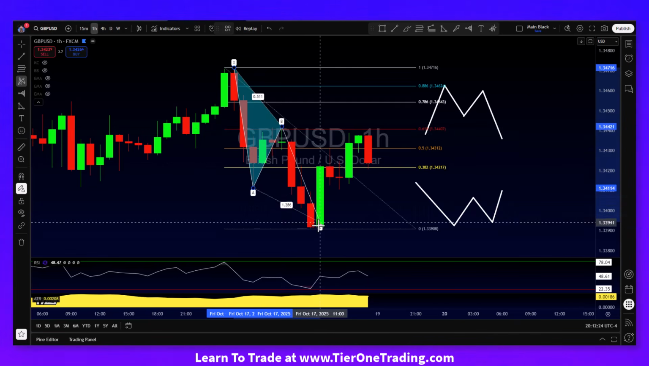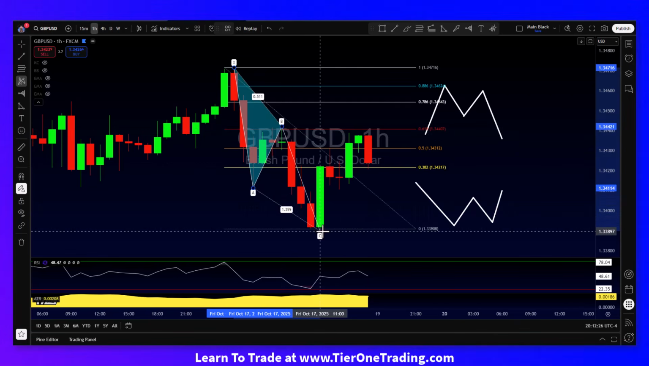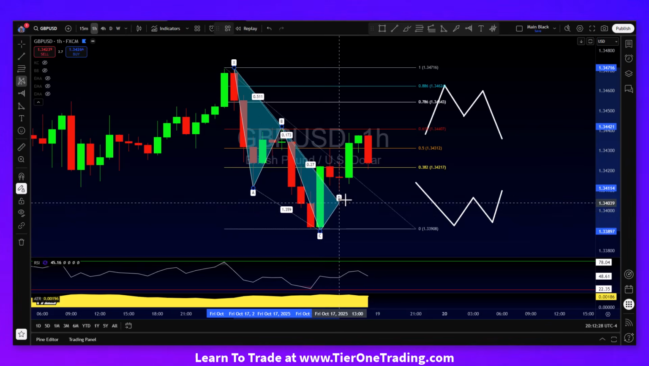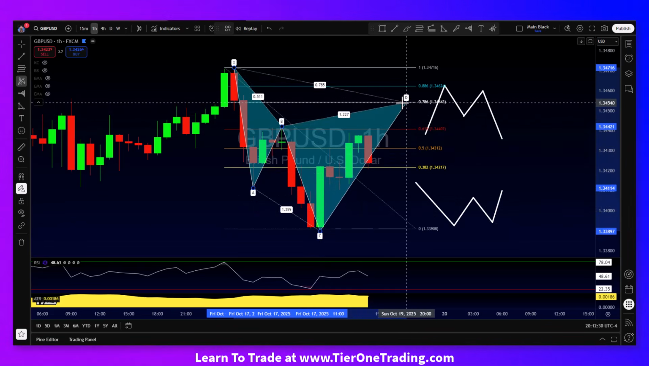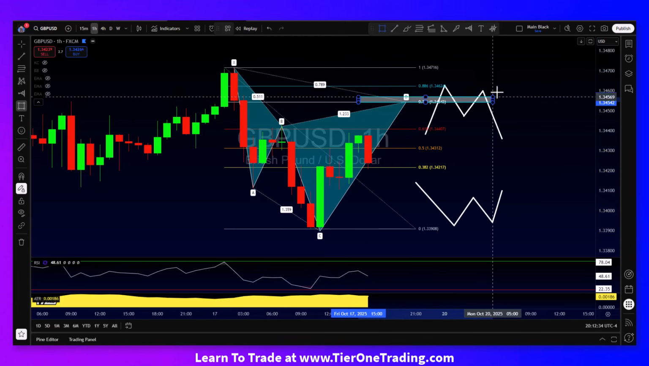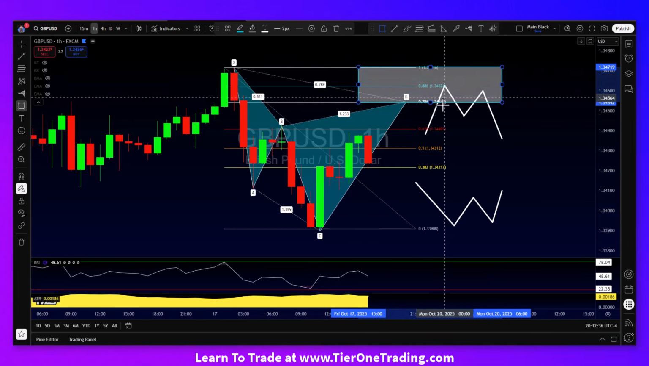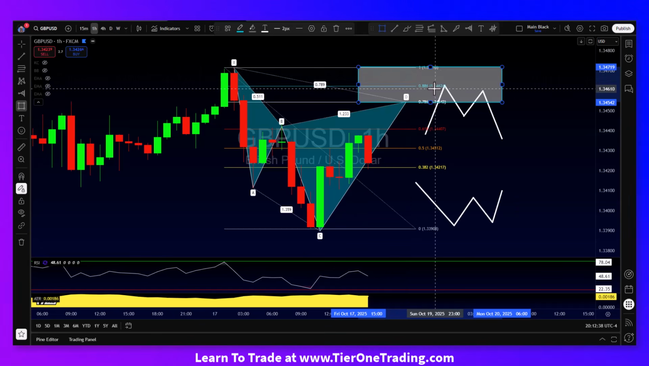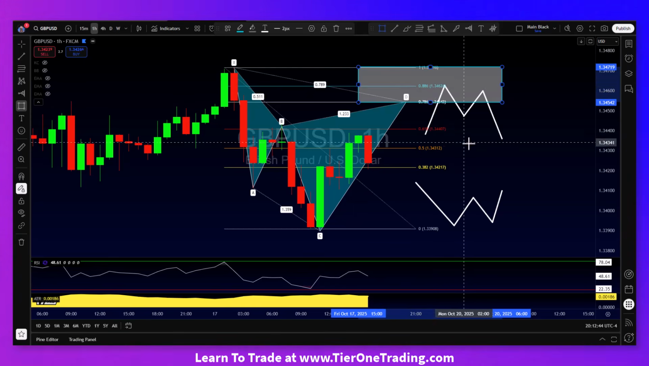We're then going to get an extension, again, that AB equals CD type of pattern. And then for the D completion, we want to see a move up to the 786 retracement, and the zone between the 786 and the high of our X leg is going to be the area in which we're going to look for shorts. So keep your eye on the pound dollar hourly for a potential bearish Cipher pattern.